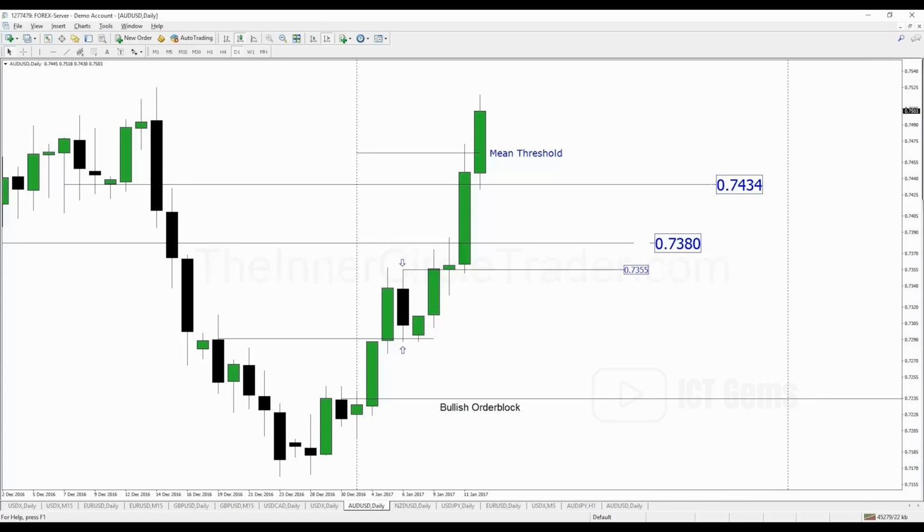If market structure is bearish, what does that tell you? Where's the low in the last 20 days? Where's the low in the last 40 days? Where's the low in the last 60 days? That's where it's going to be reaching for. It's looking for that sell side liquidity below those lows.